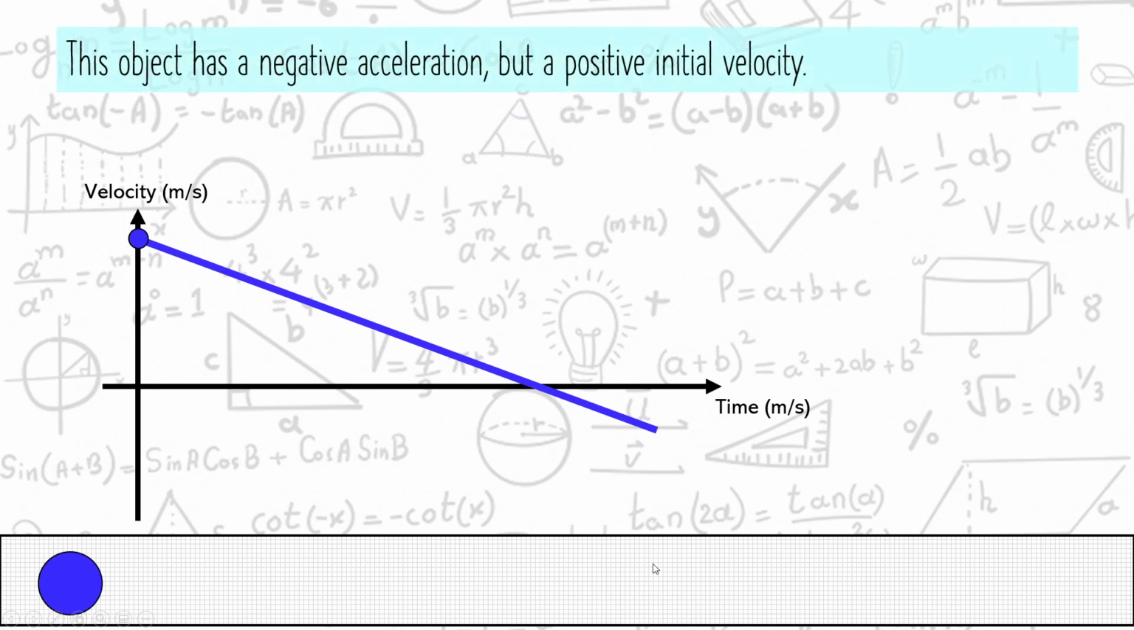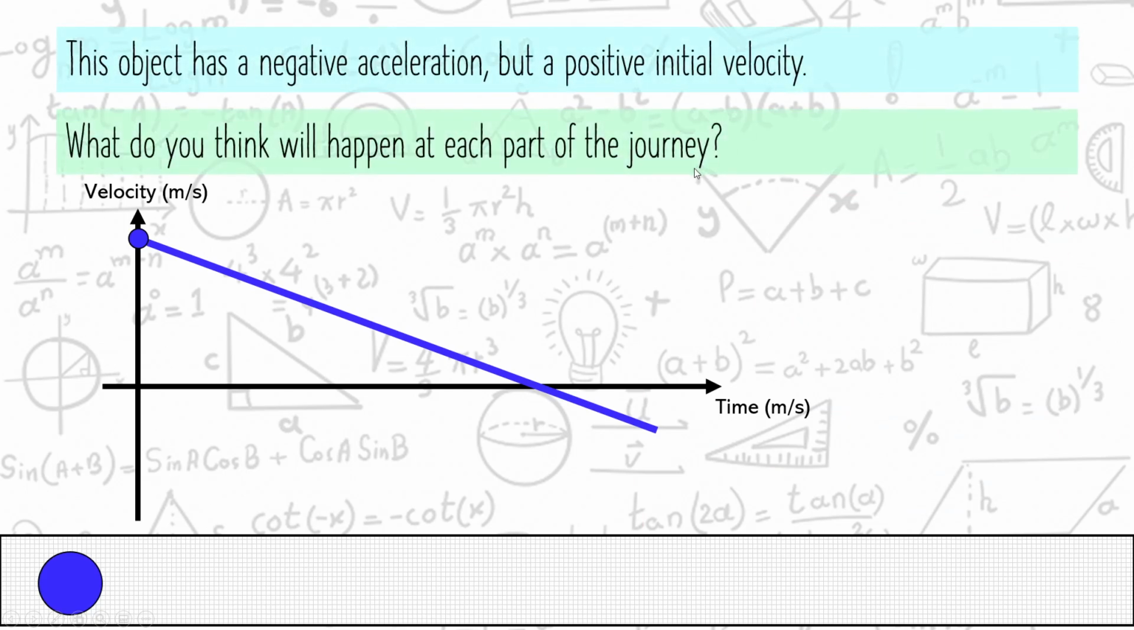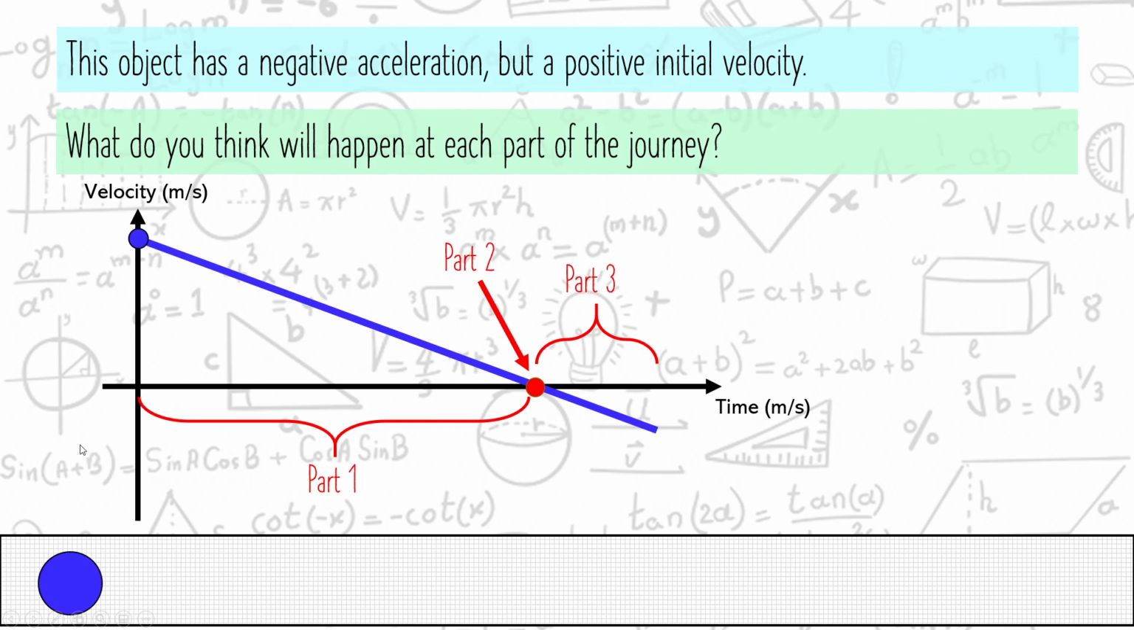Now let's look at one more specific situation here. This object has got a positive initial velocity, it starts up here, but it has a negative acceleration, so the velocity is decreasing as time goes on. Now let's split this journey up into three sections. Have a think about what's going to happen at each stage here. Maybe pause the video again, and when you unpause it, we'll have a little look at the motion.